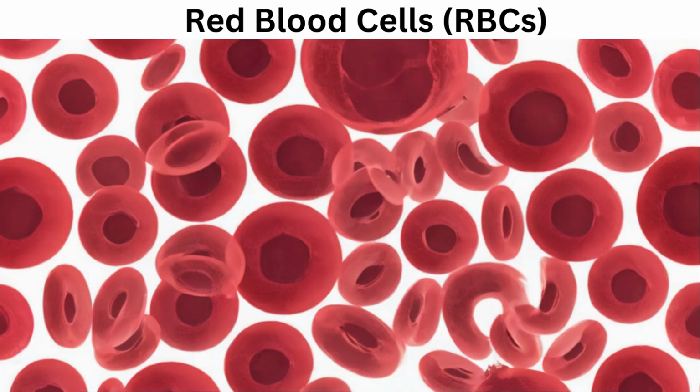Red blood cells, RBCs. These are the most abundant cells in our blood and are responsible for carrying oxygen from the lungs to every tissue and organ in the body. The unique shape of RBCs, like tiny donuts without the hole, allows them to carry oxygen efficiently.